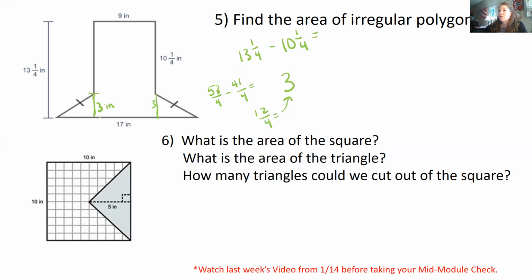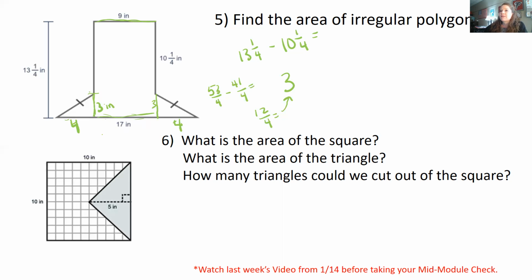We know the whole length of the bottom is 17, but this part right here is 9, isn't it? Because it matches this, which means 17 minus 9 is 8. So we have to divide 8 into this length right here and this length. So that means this is 4, this is 4, and if this section is 9, that's our 17 inches. Hopefully that makes sense.